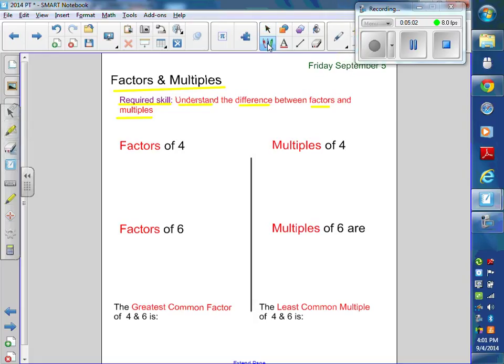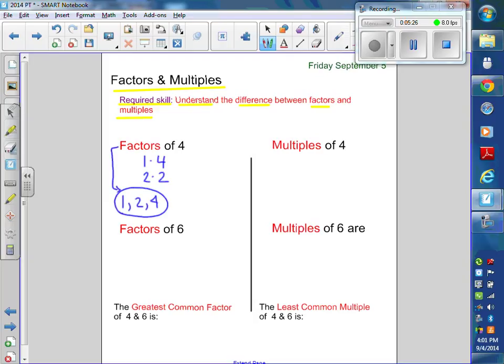We're going to look at the factors of 4. We've been working on that for quite a while. You find the factors of 4 by factor pairs. So 1 times 4 and 2 times 2. Those are the only ways you can get 4 with multiplication. So the factors of 4 are 1, 2, and 4. Those are all the factors of 4.